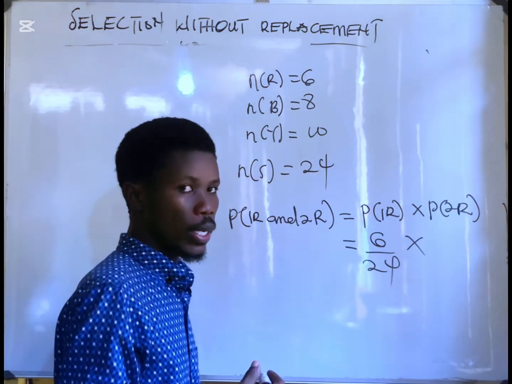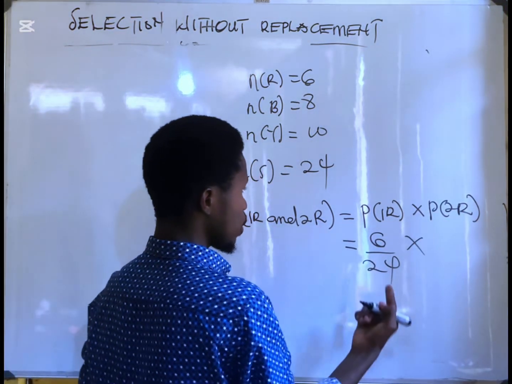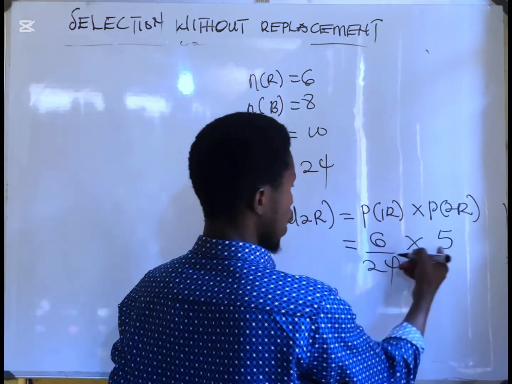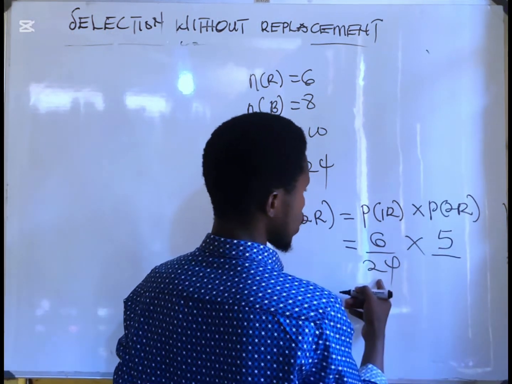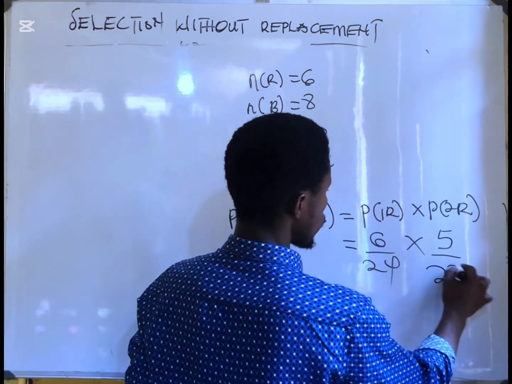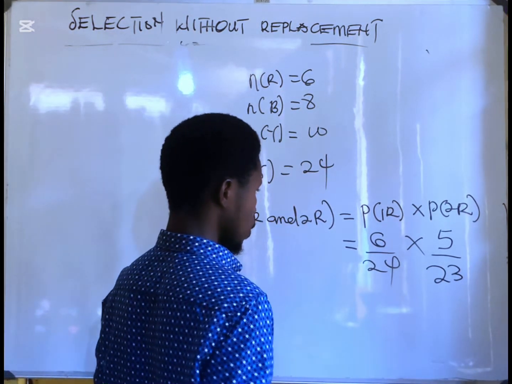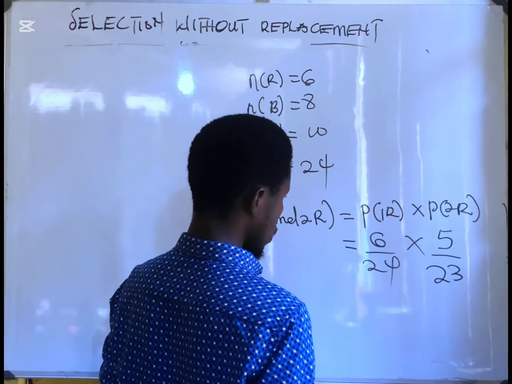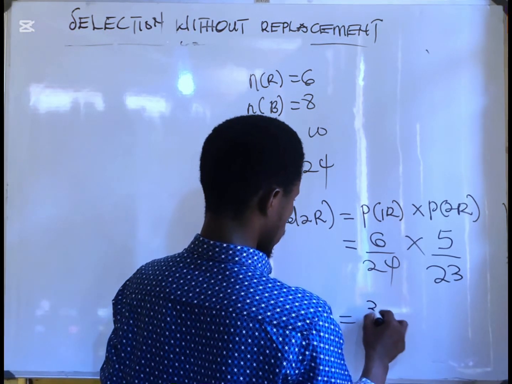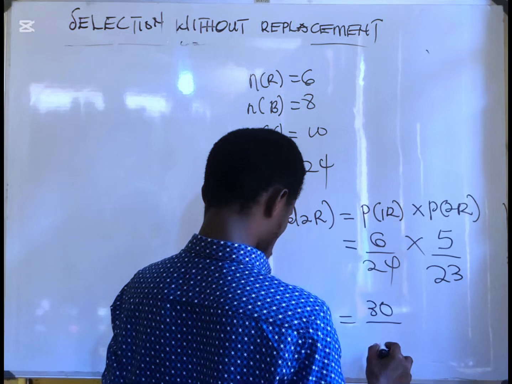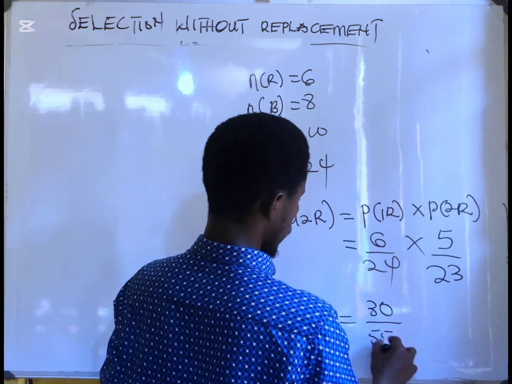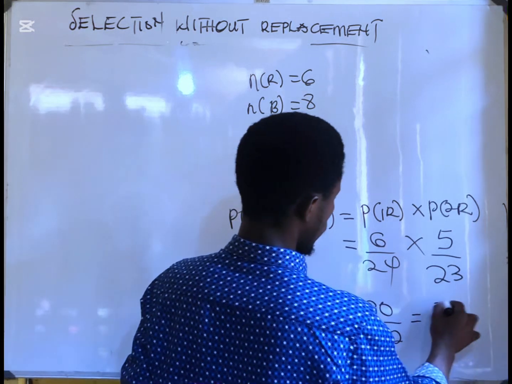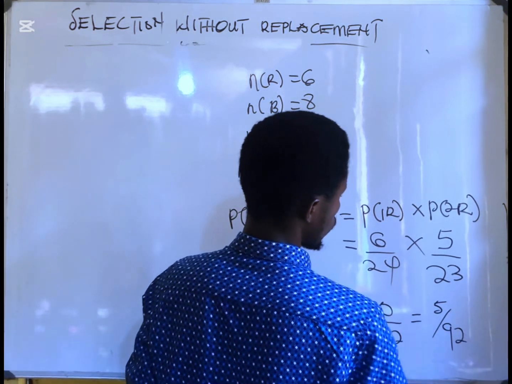Now, we are picking red again, so you know, without replacement. I'm going to reduce the 6 by 1, which will give us 5. And the sample space will also reduce, and here will be 23. Is that okay? Very good. So when you do that, you are going to have 30 over 552, which is the same as 5 over 92.